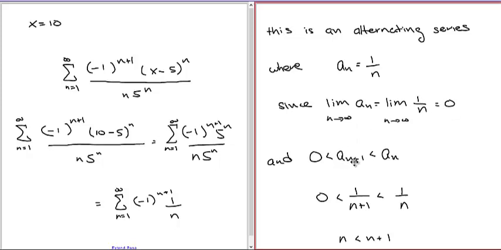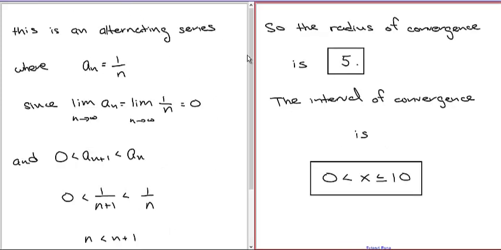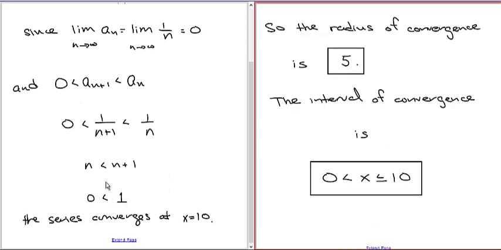And a sub n has to be positive, which is true. And a sub n plus 1 has to be less than a sub n. So we don't really have to worry about the 0 part. We can just lop that off. So if we cross multiply here, from these two terms you get 1 times n is n, and 1 times n plus 1 is n plus 1. So n plus 1 has to be greater than n, which is always true. If you cancel out the n's, because they're on both sides, you get 0 is less than 1. Well, that's always true. So it converges at 10.